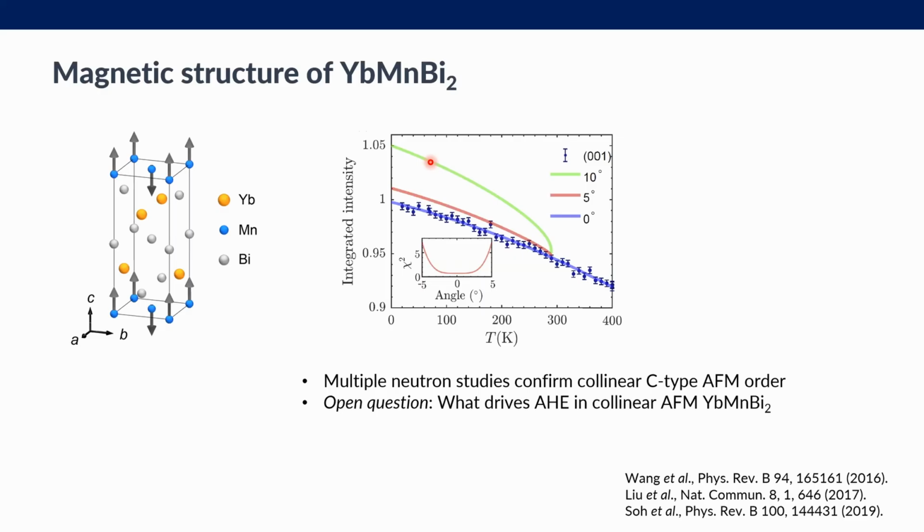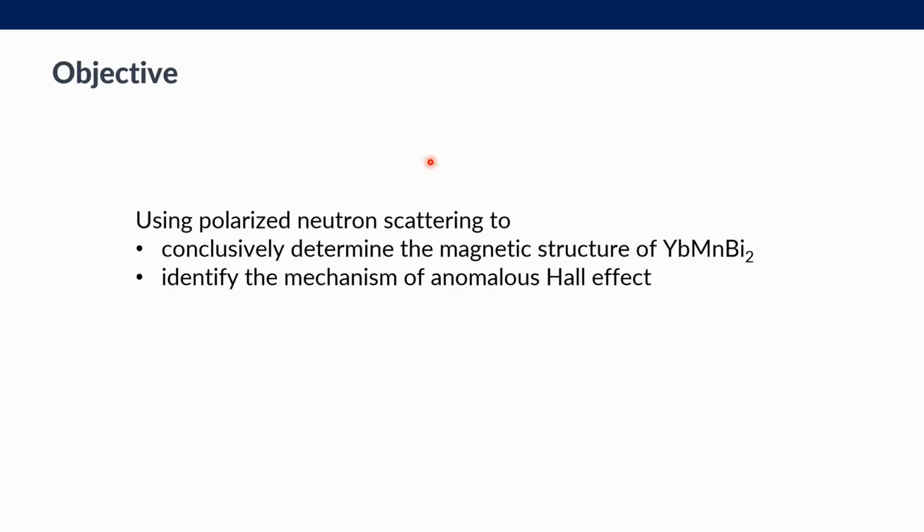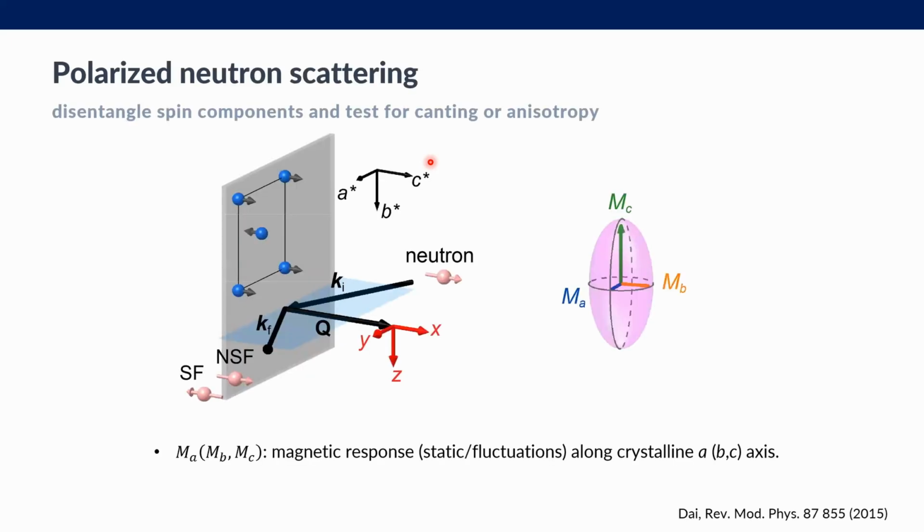So this would leave us with an open question: what is the driving force for this anomalous Hall effect in this system? Our objective is to use polarized neutron scattering, which has some unique advantages compared to the unpolarized one, to conclusively determine the spin structure and try to identify the mechanism of the anomalous Hall effect.